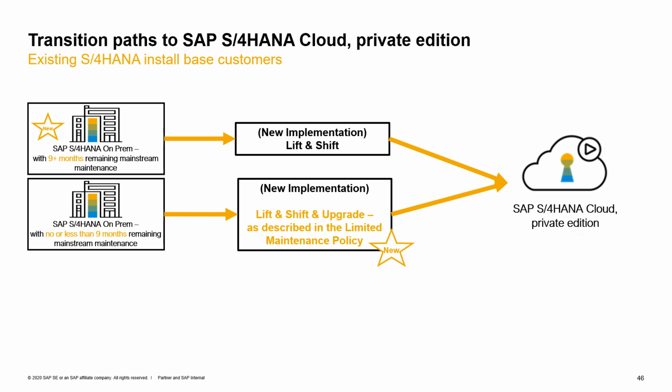When moving an existing S4HANA on-premise system into the Cloud Private Edition, there are two possible cases. The version to be moved is recent enough to have more than 9 months of remaining mainstream maintenance. In this case, no further limitations apply. Or, on the other hand, in case the version to be moved has less than 9 months of remaining mainstream maintenance or is already out of maintenance, the new limited maintenance policy applies.